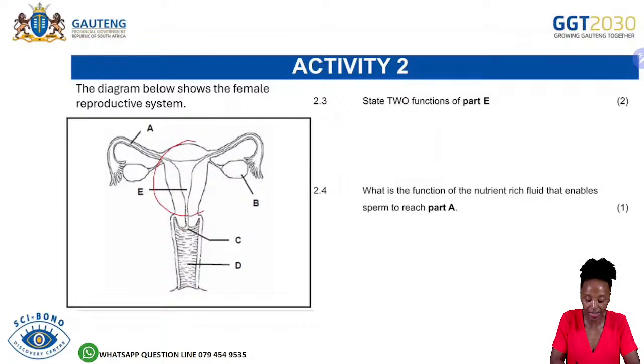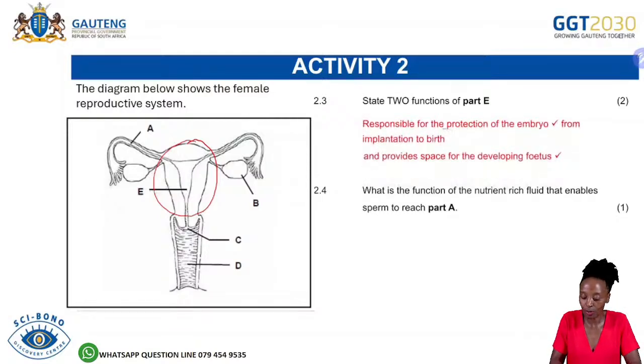We said part E is the uterus. Uterus, this is where implantation takes place, number one. This is where the development of the fetus takes place, in the uterus. So it is responsible for the protection of the embryo from implantation to birth, and then it provides space for the developing fetus. So implantation, protection, and provides space for the developing fetus.